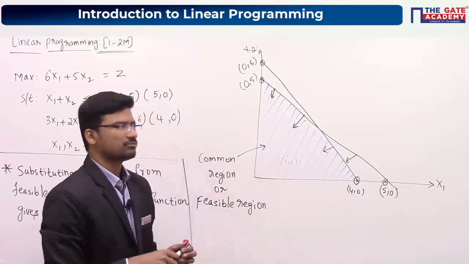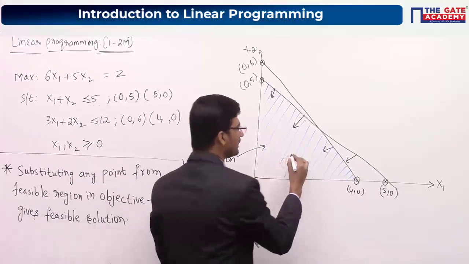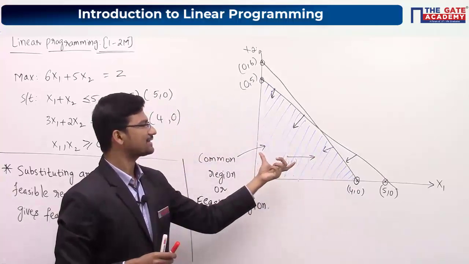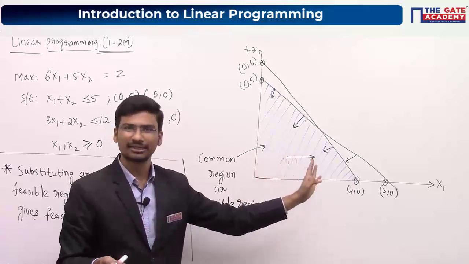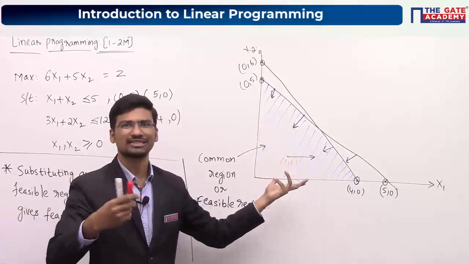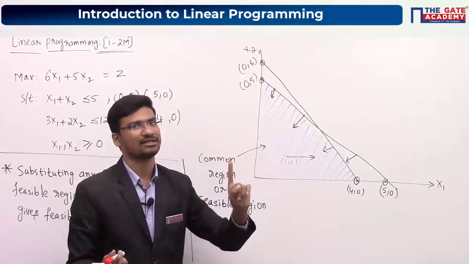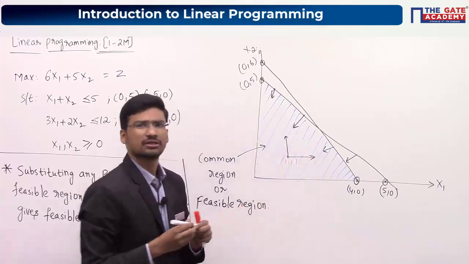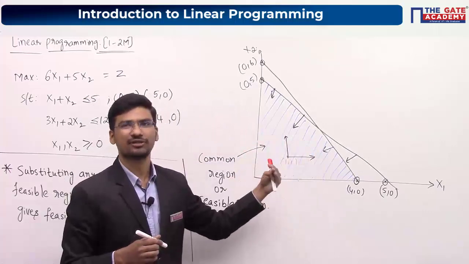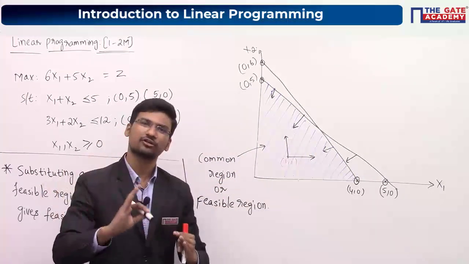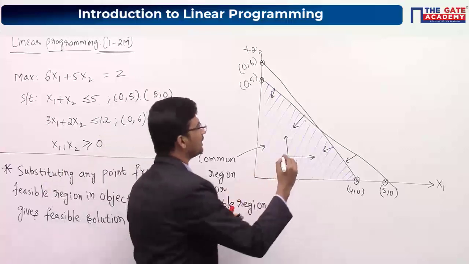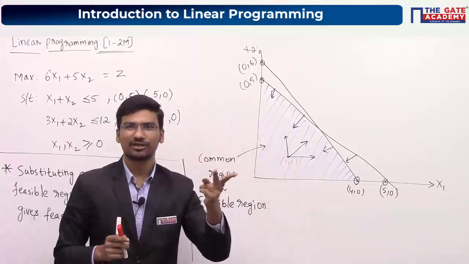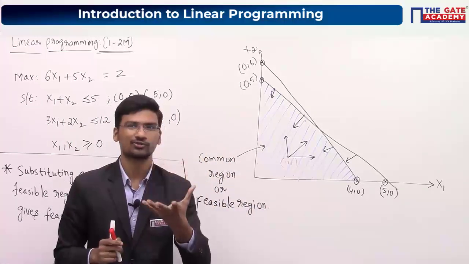Now we have to maximize the problem, so I am moving in this direction. If I am moving in this direction, what will happen? Your x2 will be constant and your x1 will be increasing. If your x1 is increasing, your objective function will definitely be increasing. If I am moving in this direction also, your x1 will be constant and your x2 will be increasing, and your objective function will also be increasing. Or if I am moving like this, both x1 and x2 will be increasing and your objective function will also increase.